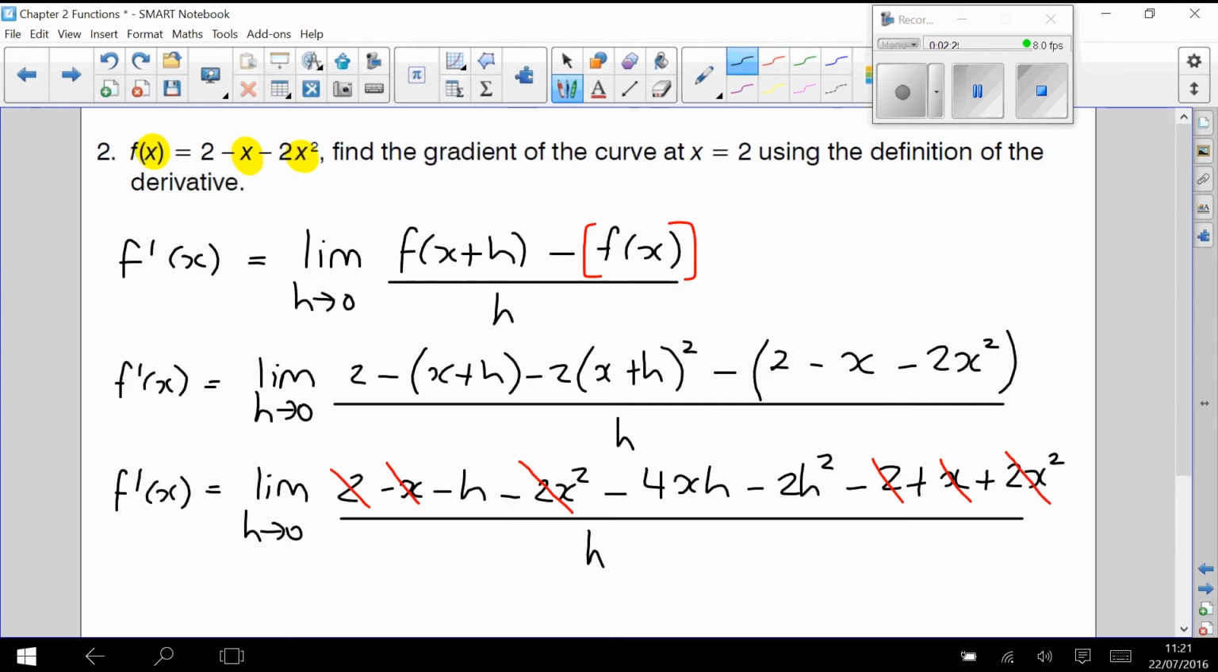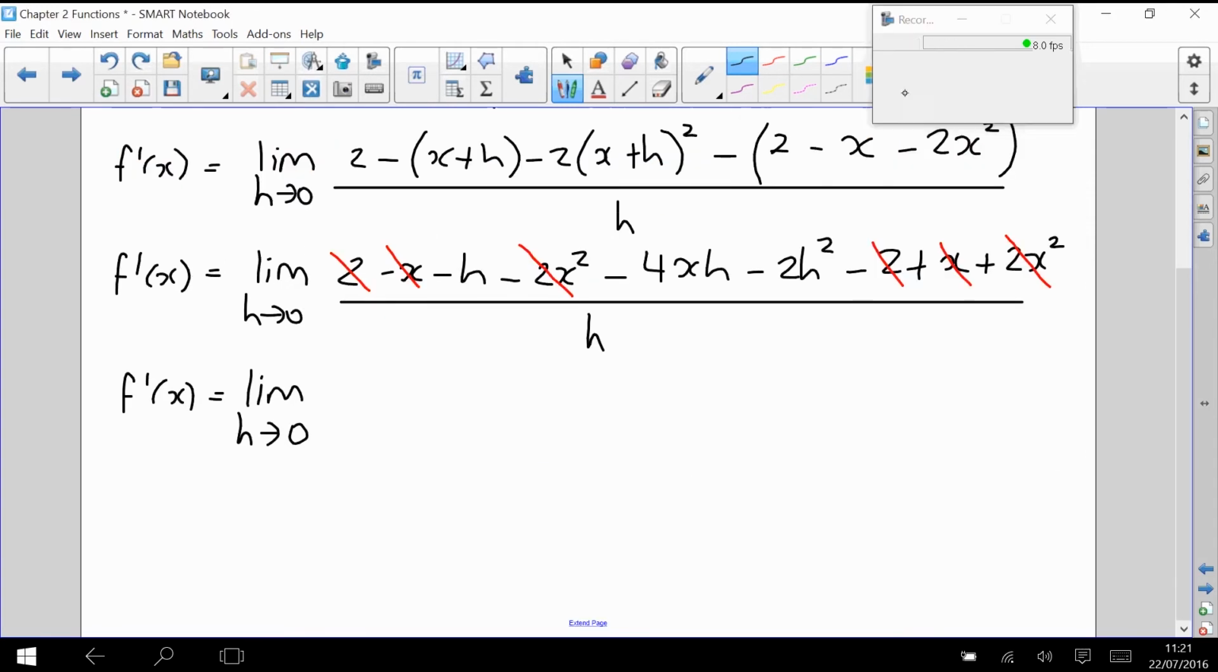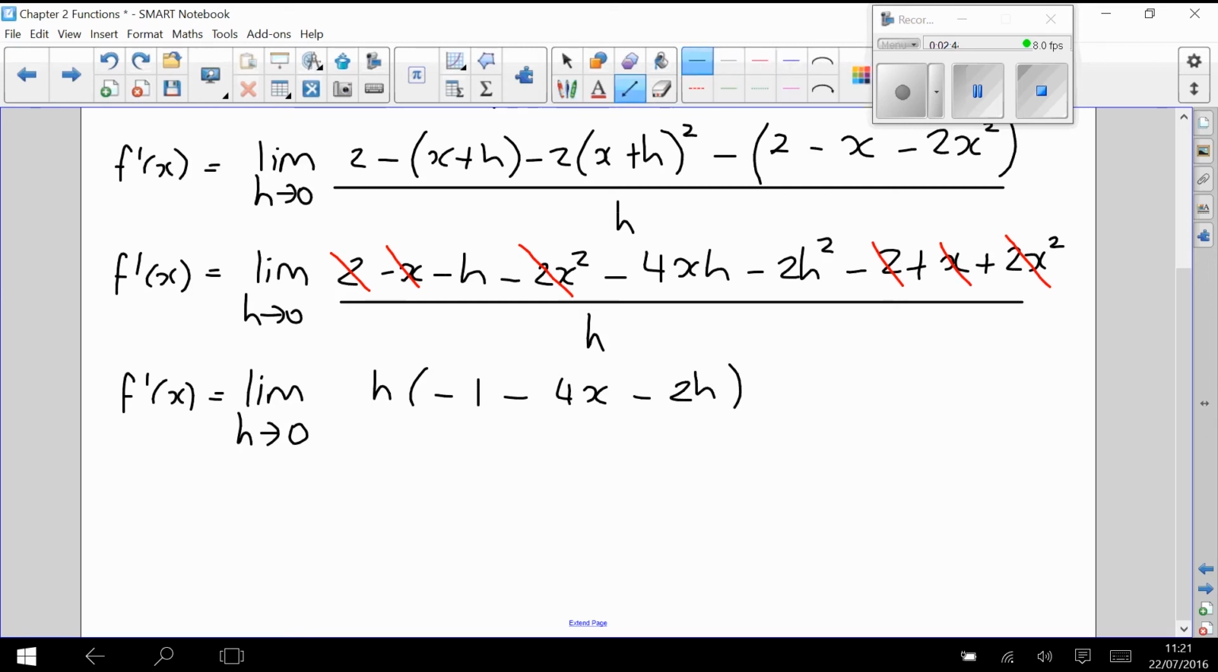So now, taking out an h as the highest common factor in my numerator, I'm going to have h times (minus 1 minus 4x minus 2h). Notice I don't even bother to take out the common factor of minus, because there is no minus to cancel from the numerator to the denominator. So all I take out is the part that can cancel. I'm now left with just a numerator, and my 0 denominator has been removed.